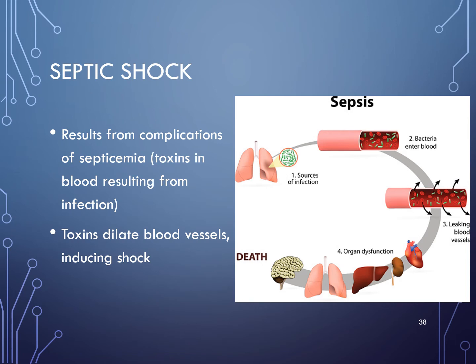Lastly is septic shock. Septic shock typically results from complications due to septicemia, which means a systemic infection in the blood. What happens is whatever microorganism is in the blood is releasing toxins, and those toxins lead to septic shock. They also dilate blood vessels, so similar to neurogenic shock and anaphylactic shock, like we talked about before.